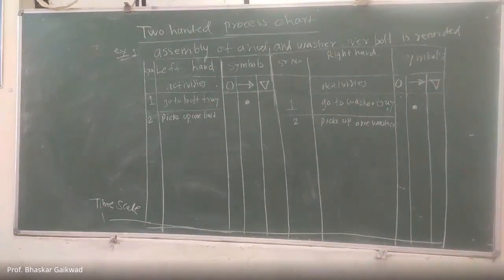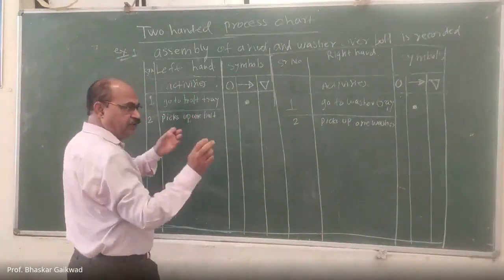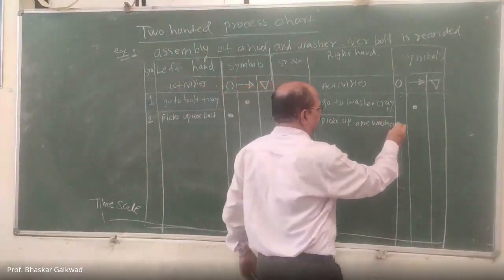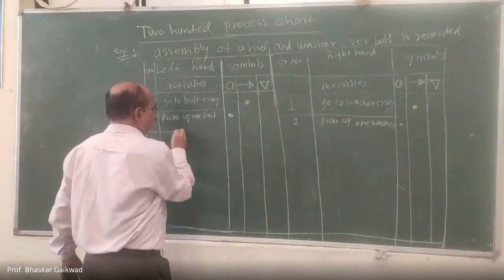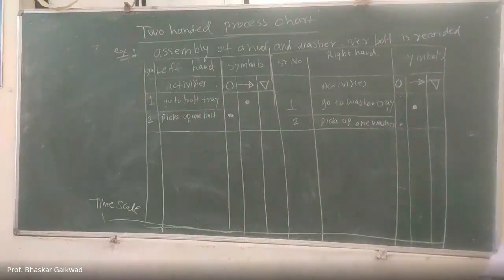You can mark this point with the corresponding symbols in this column. So here is pick up the bolt, this is the operation. Here also, this is the operation. Two operations. Correct.